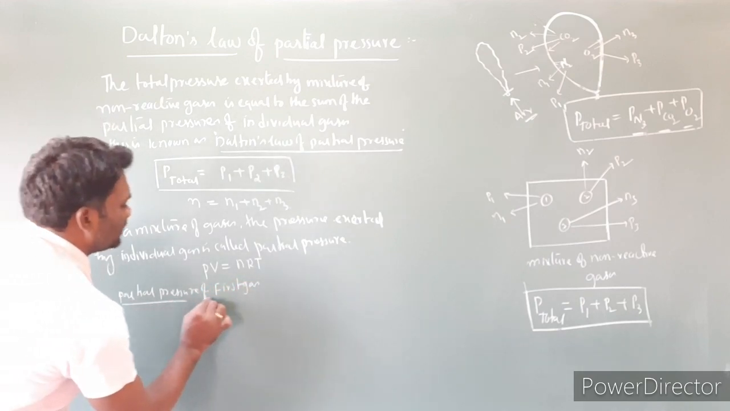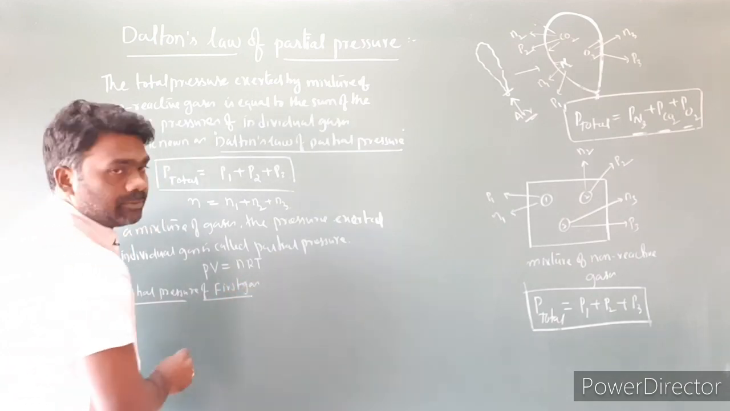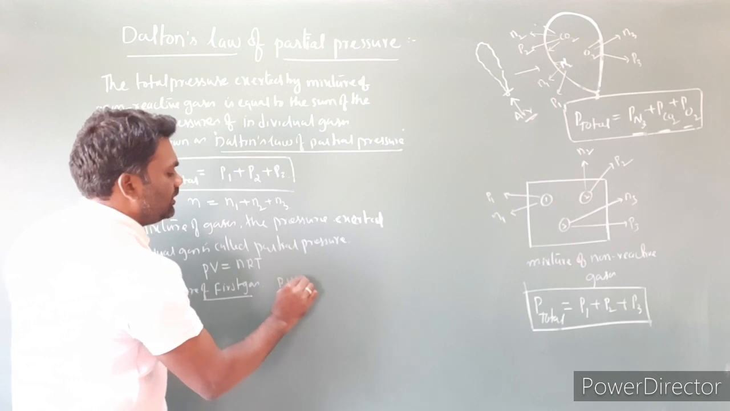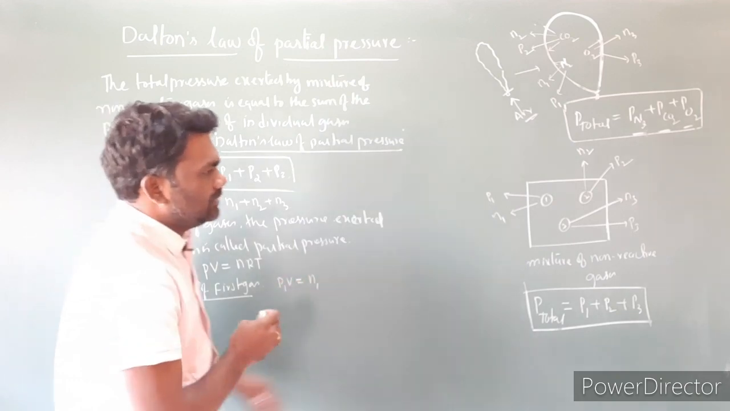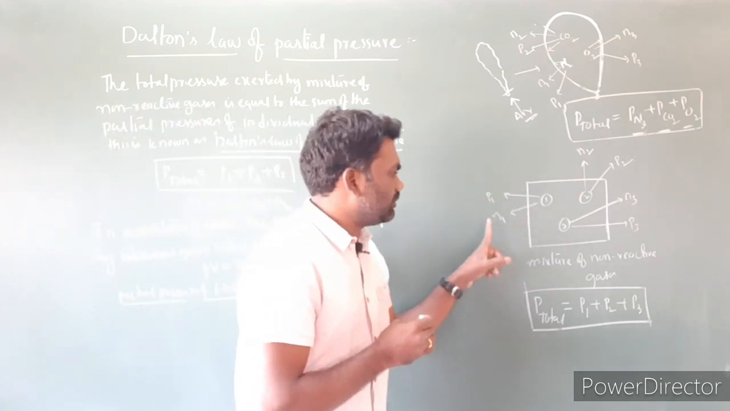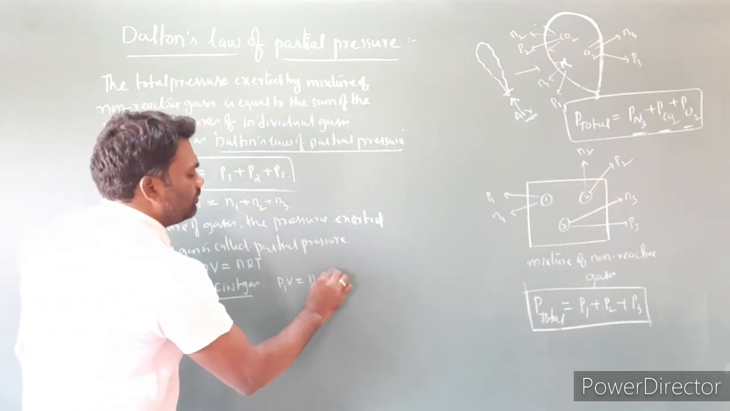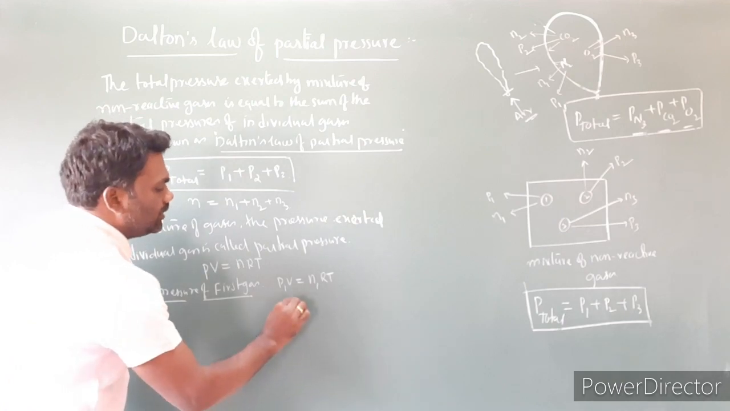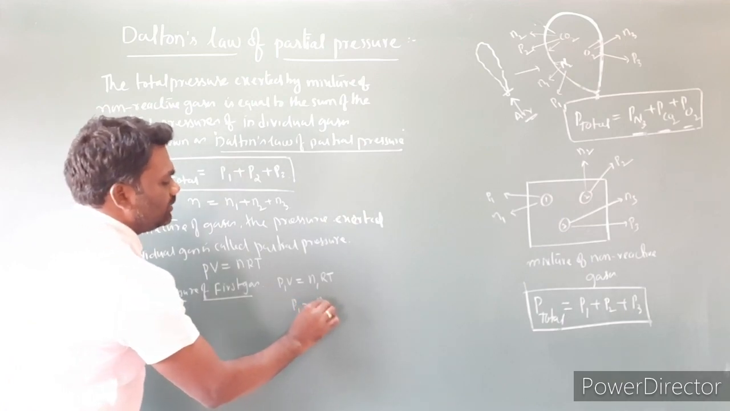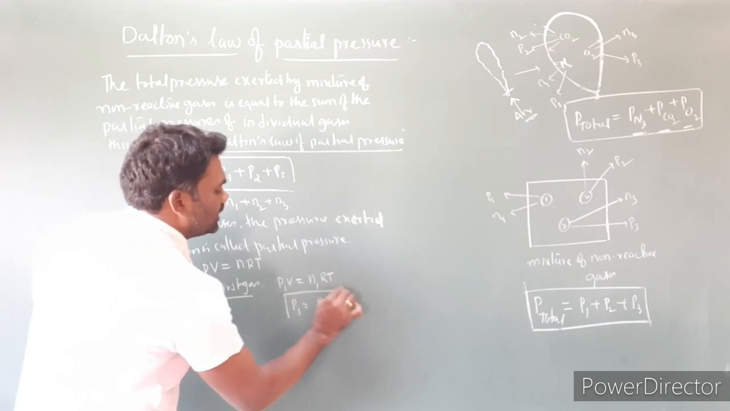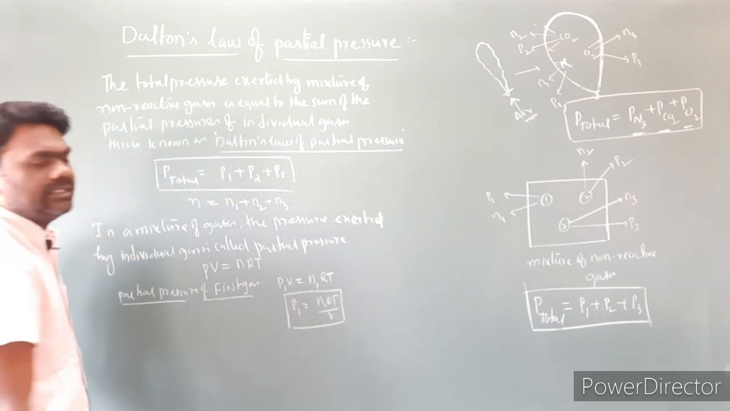Partial pressure of the first gas. How do we get the partial pressure of the first gas? PV is equal to nRT. I am labeling it as P1V is equal to the number of moles of the first gas. So the partial pressure of the first gas is P1 and its number of moles is N1. So P1V = N1RT. Then we get P1 is equal to N1RT by V. So this is the partial pressure of the first gas, isn't it?